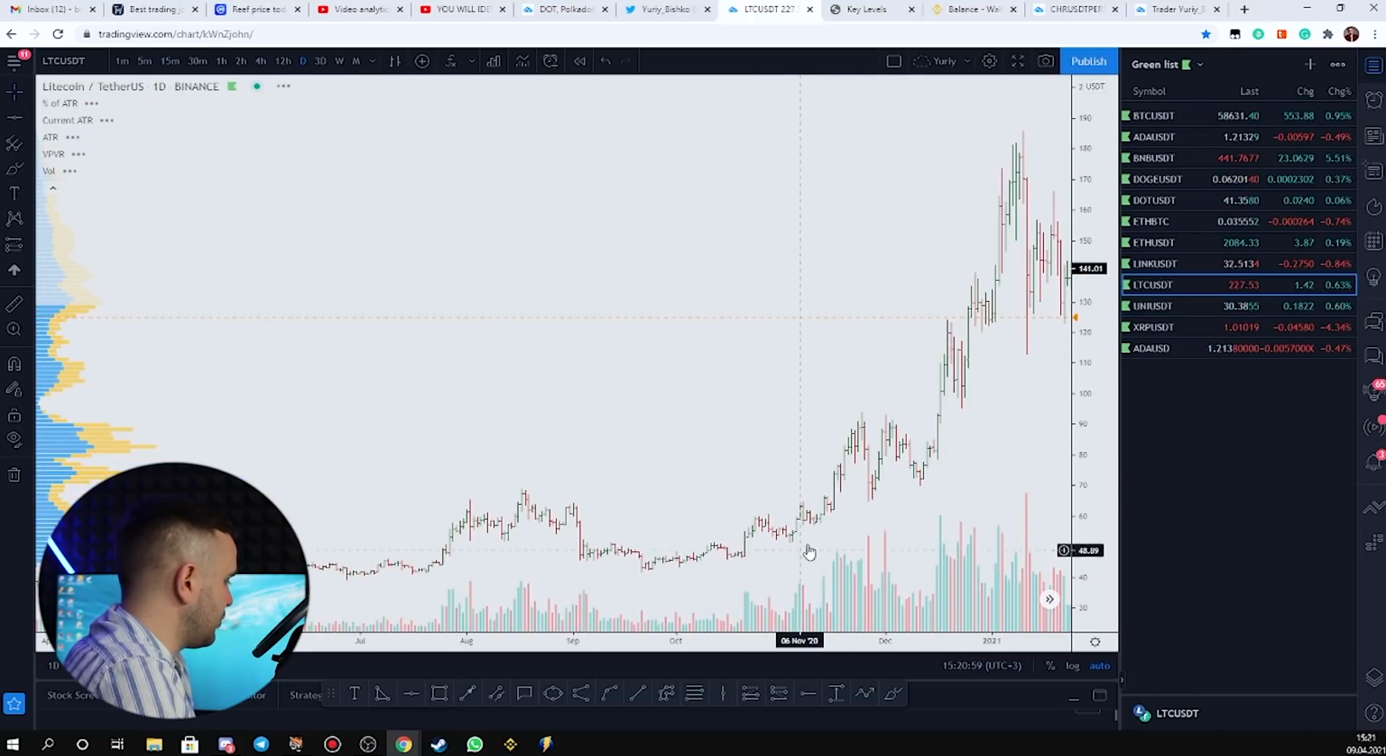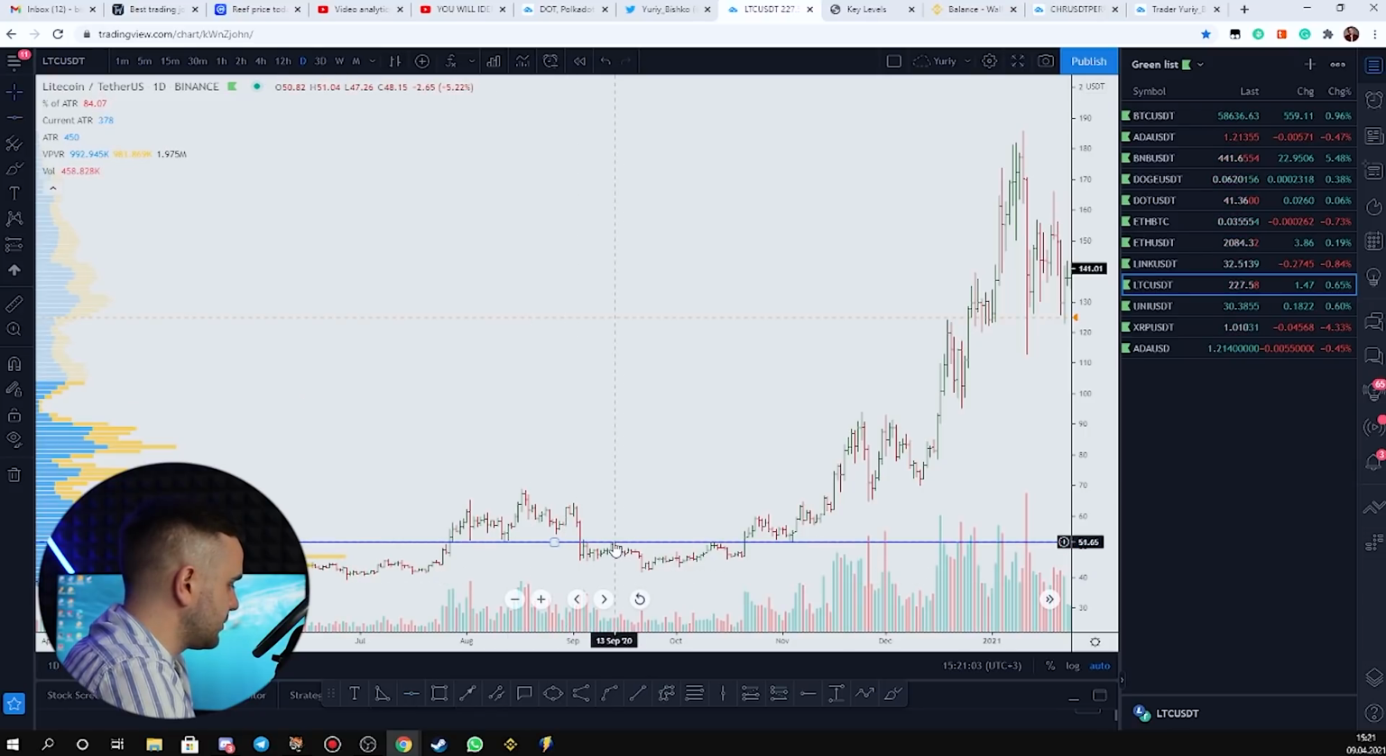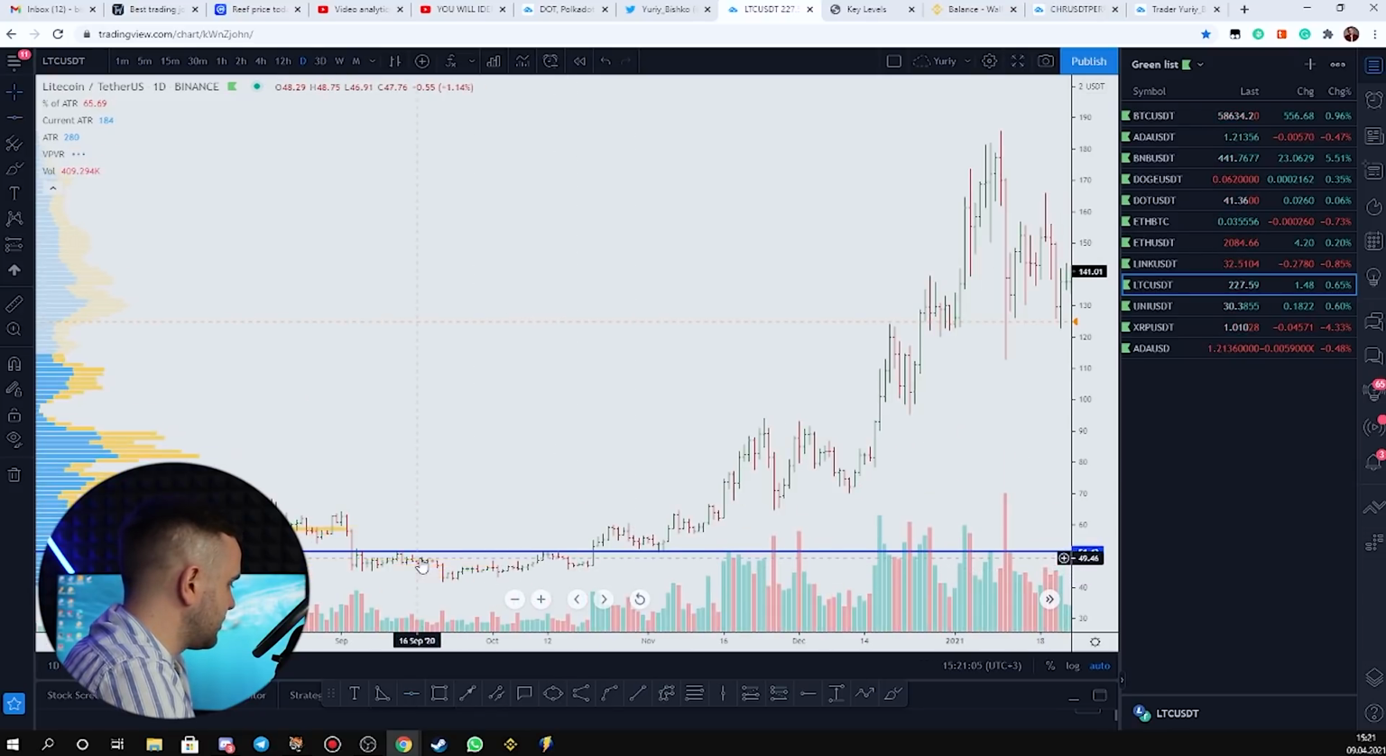Another example for you of a beautiful range border. Take a look here. Same. Take a look, price bounced so many times here. And after that, exactly breakout, pullback, and rise in their direction. Take a look, my friend, at this example of a range border. Maybe it is one of the best strategies and best examples of key levels which you can build on crypto.